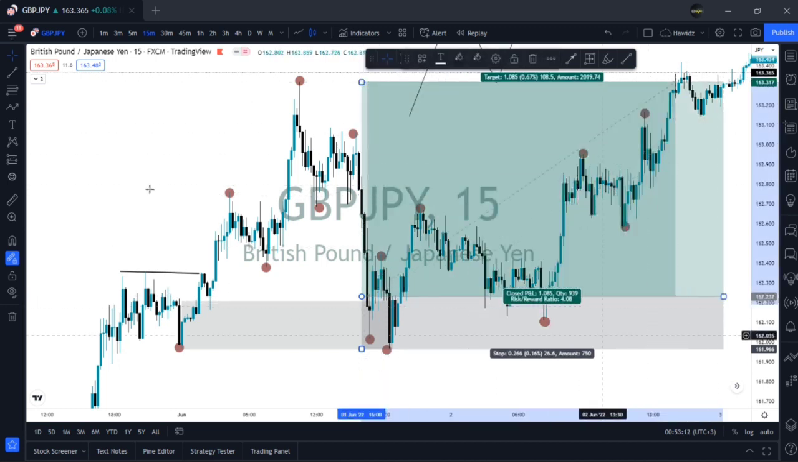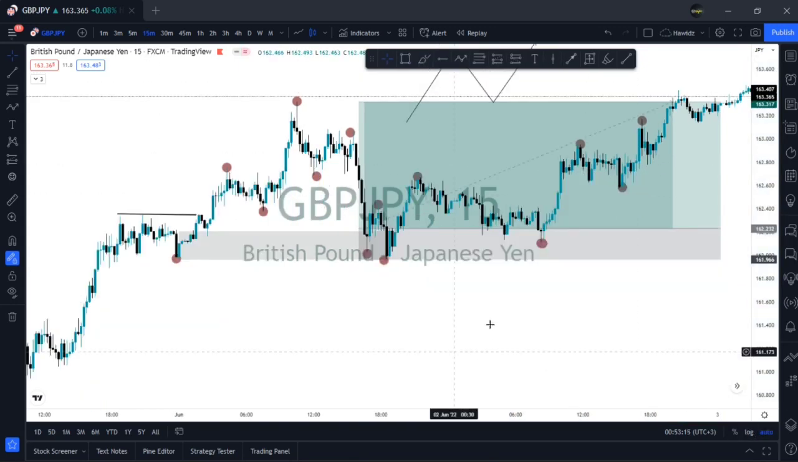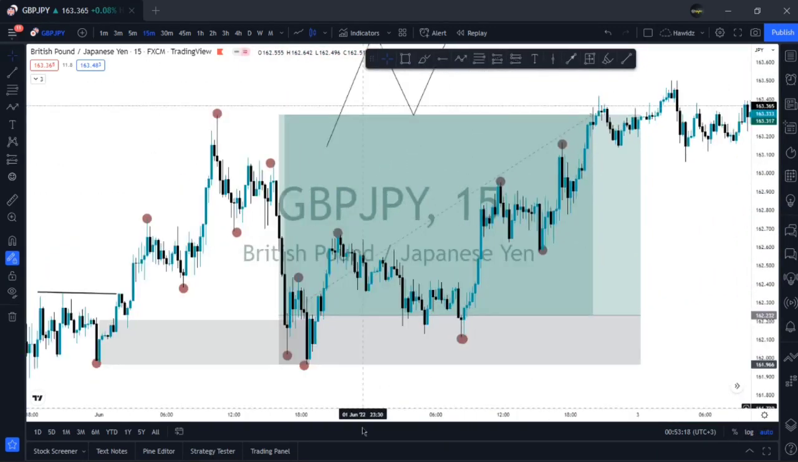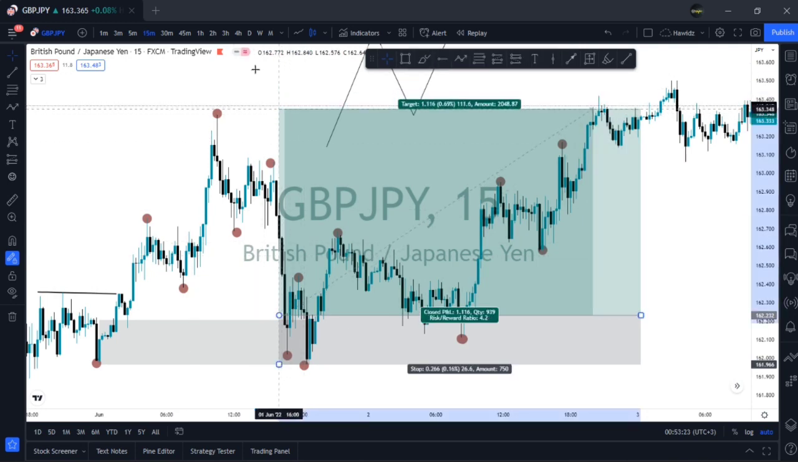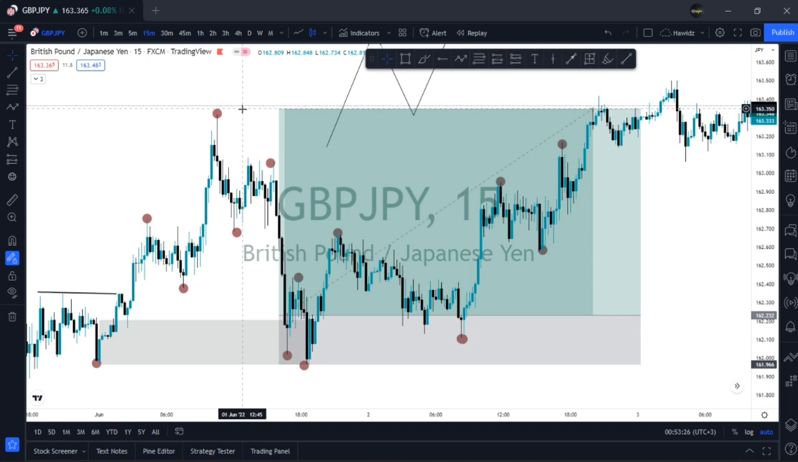So this is supply and demand in the lower time frames in a completely different pair. Lo and behold, what do you see, guys? A winning trade. So consistency is built over time. Supply and demand is not there for you to trade on its own, but it is a very good addition to your arsenal.